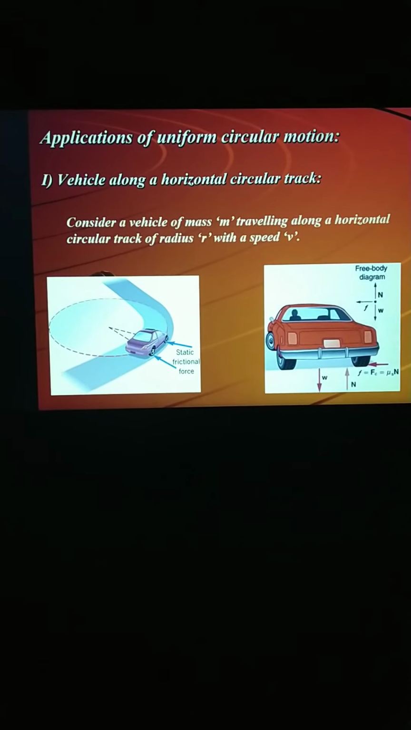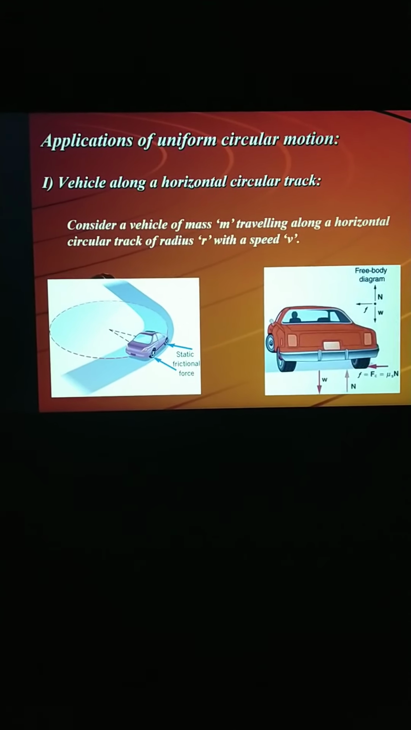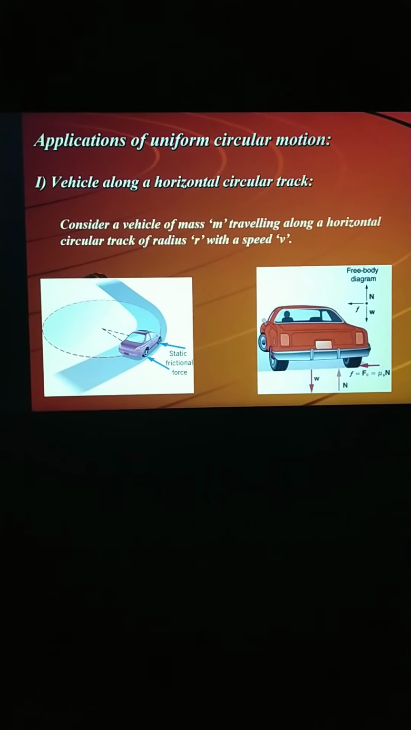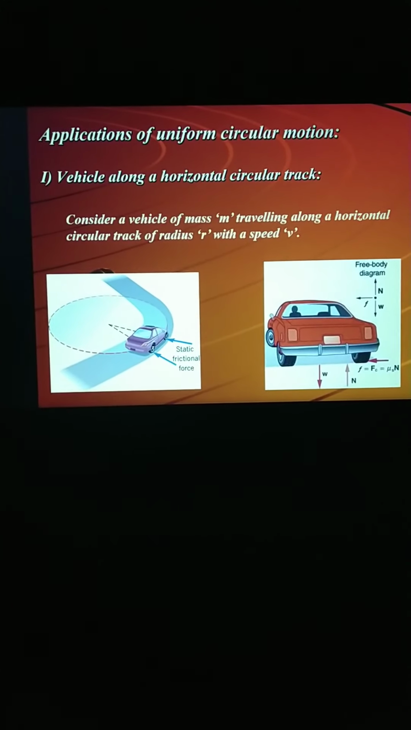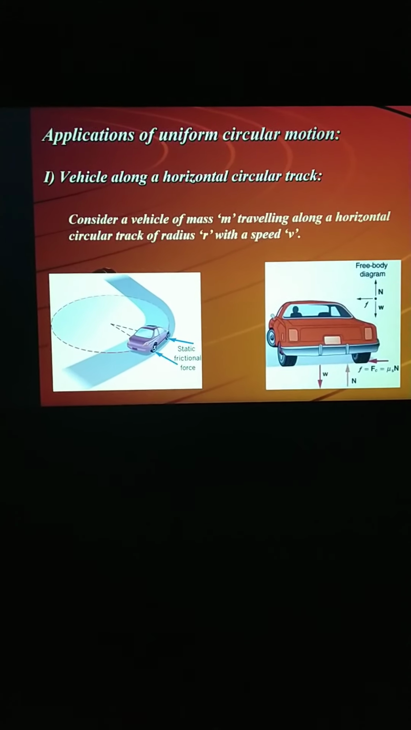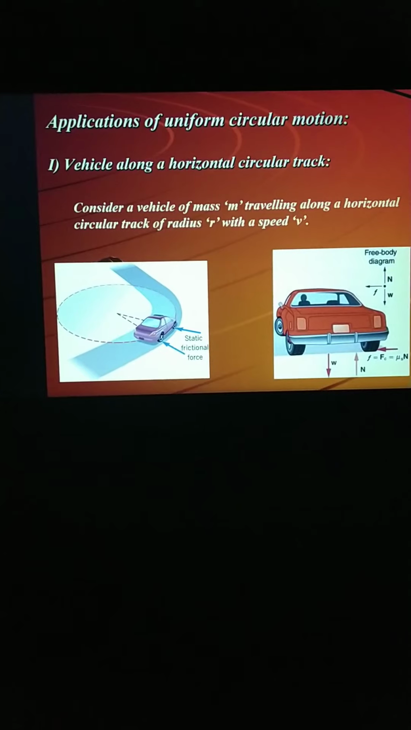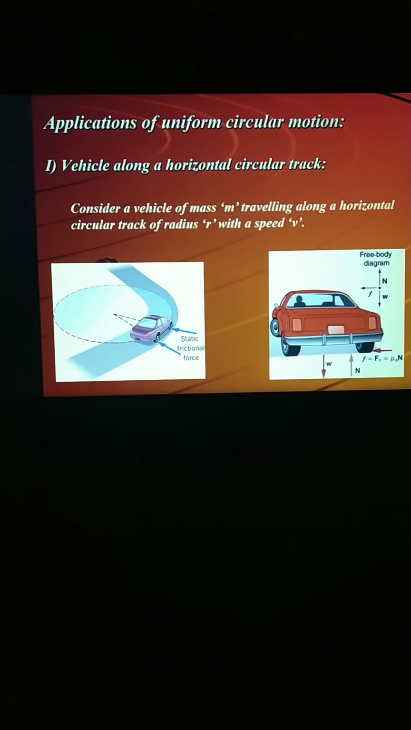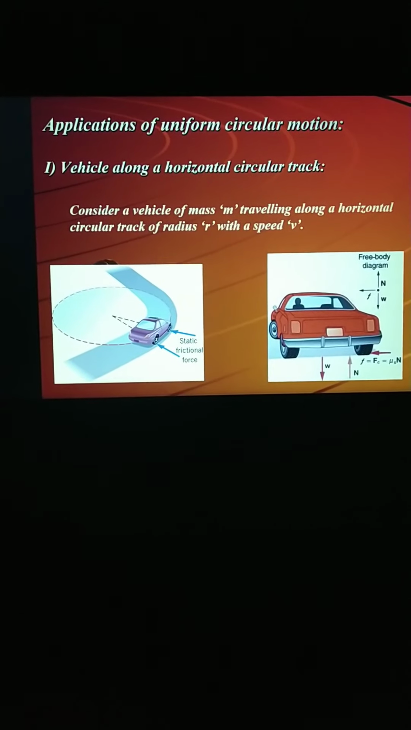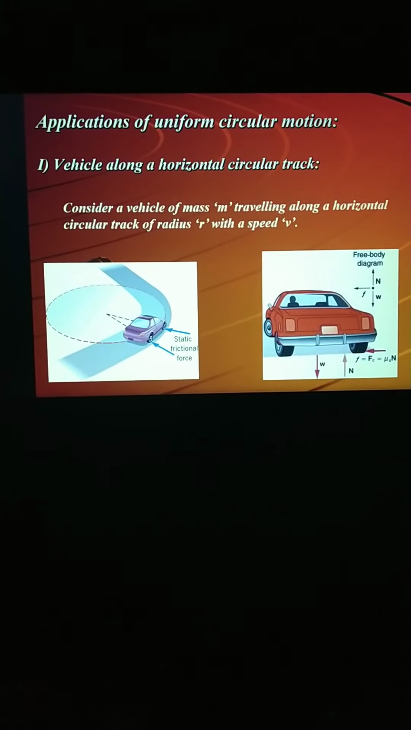Now we are starting with our second part, that is applications of uniform circular motion. Okay, now here the first application we want to study is a vehicle along a horizontal circular track. What do you mean by uniform circular motion? Hopefully you remember it. That is the motion of a particle along the circumference of a circle with constant angular speed.